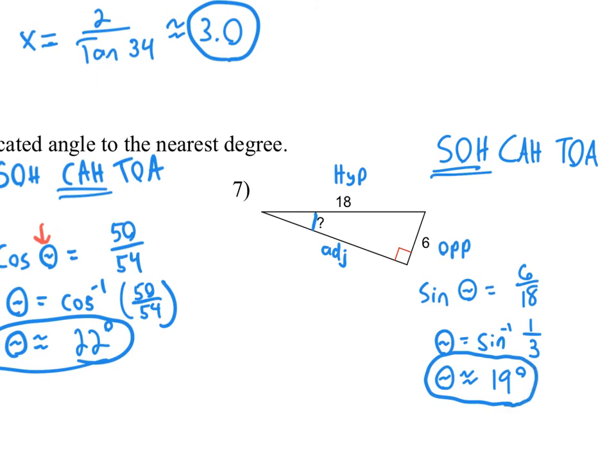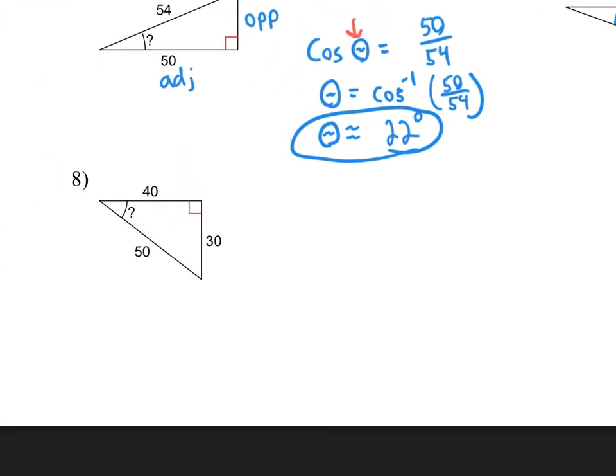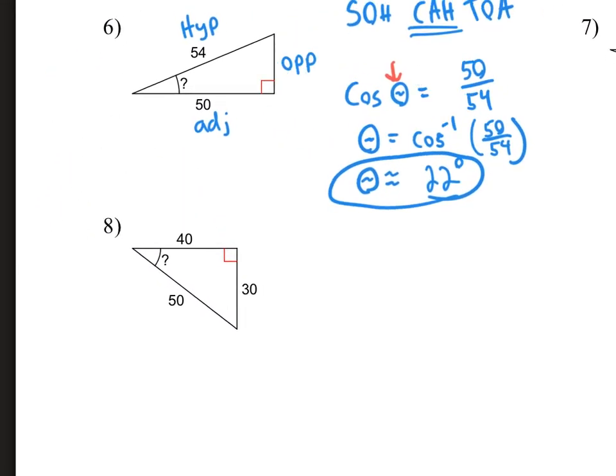I believe there's one more. Oh yeah, here we go. Ooh, a 3, 4, 5 triangle. So you know all the sides here. So you can actually pick any of the trig functions that you want. But first, from that angle, this is the opposite. This is the adjacent, and this is the hypotenuse.